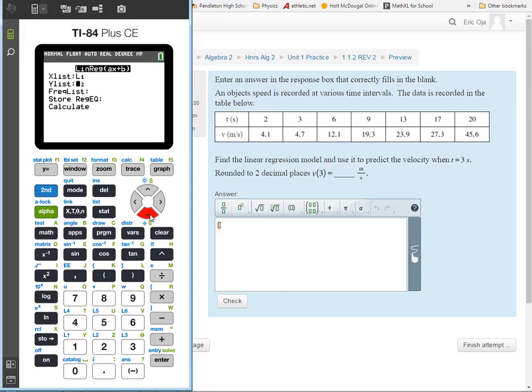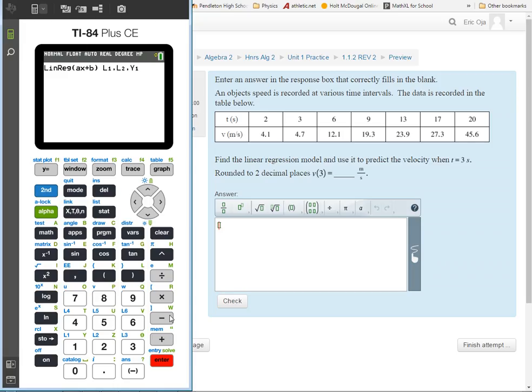And if I go down to the store regression equation, this time I actually want to graph the linear regression line. So I'm going to insert a y1 there. My shortcut to the y pop-up is alpha F4. So there's my y1. I'll go down and hit calculate, and it gives me the equation.